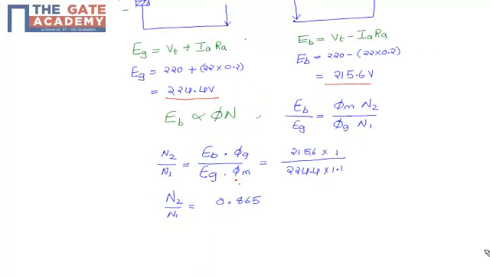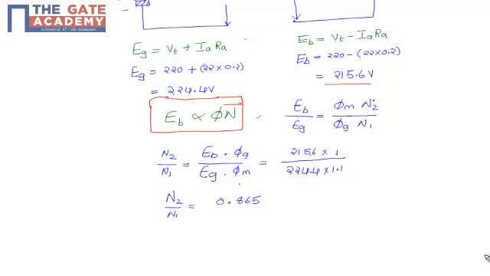We know the back EMF, that is EB, is directly proportional to the flux into N. The back EMF EB is directly proportional to the flux phi into N. From this relation we can calculate the speed. We can write EB is equal to phi m N2, EG is equal to phi G N1. From here EB by EG is equal to phi m N2 by phi G into N1.